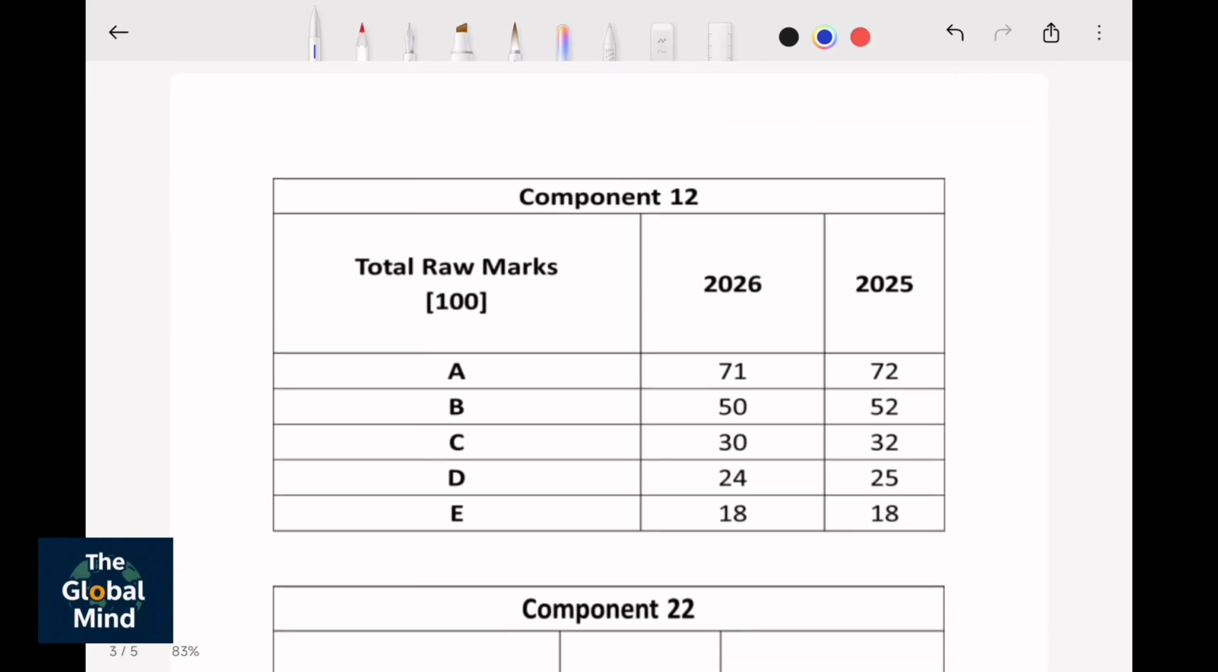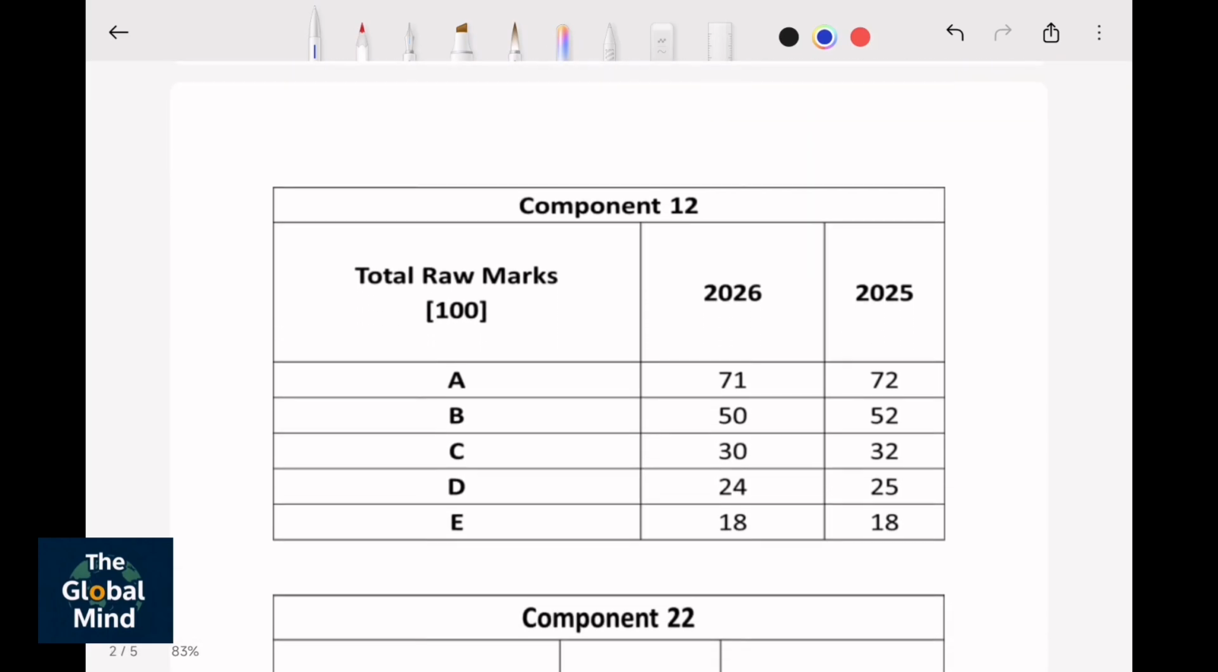Now, the most important thing is here. This is component 1 2. I have made this table to compare 2026 and 2025 thresholds. So for A grade in 2026, the threshold was 71, but in 2025 it was 72. For B, 50 this year, 52 previous year. For C, like this. And so you can see.